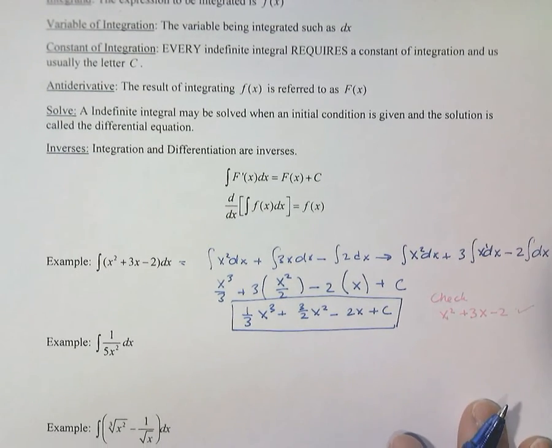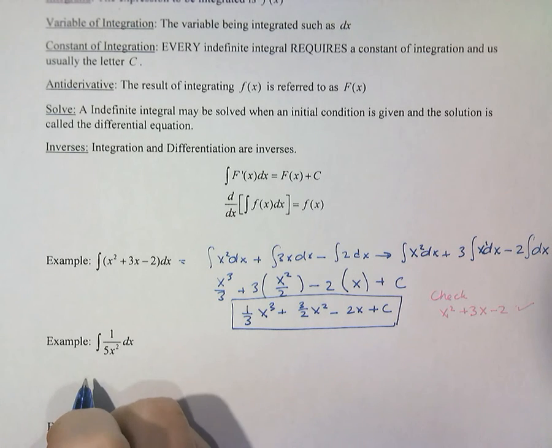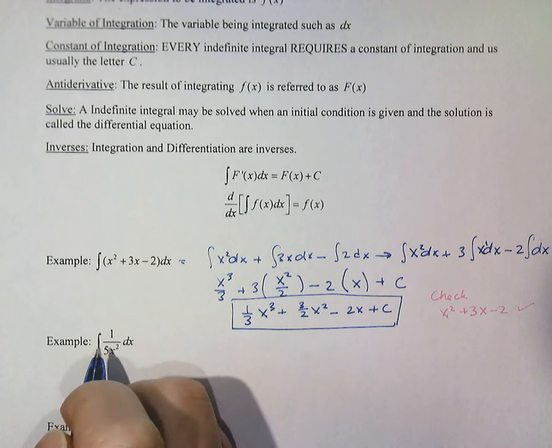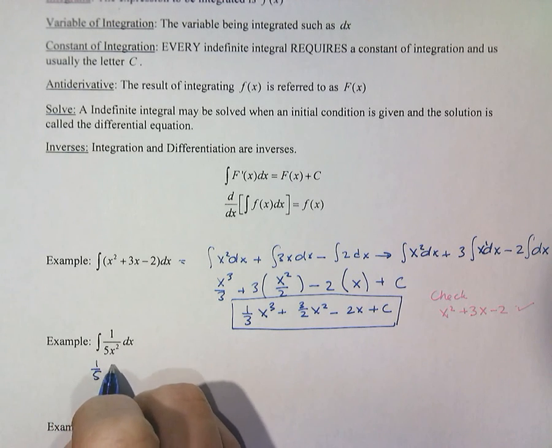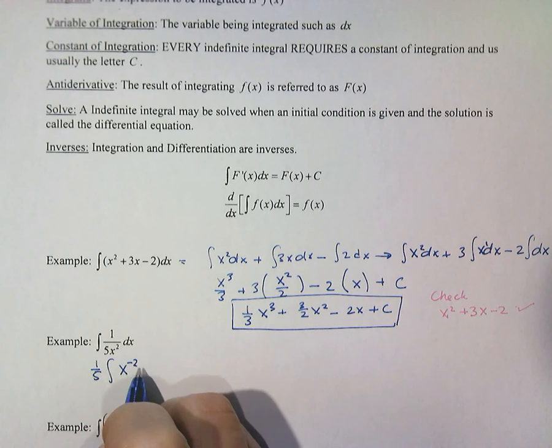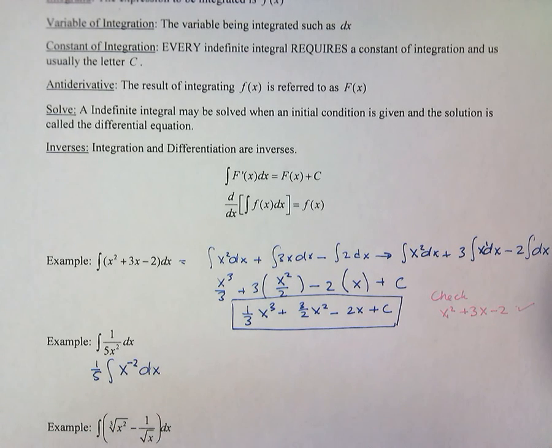My next example, I'm going to rewrite this. I'm going to write this as the integral, well, let's do it this way, 1/5 the integral x to the negative 2 dx. I like doing it that way. I get rid of the number. Then I'm just going to worry about integrating this x to the negative 2 power.